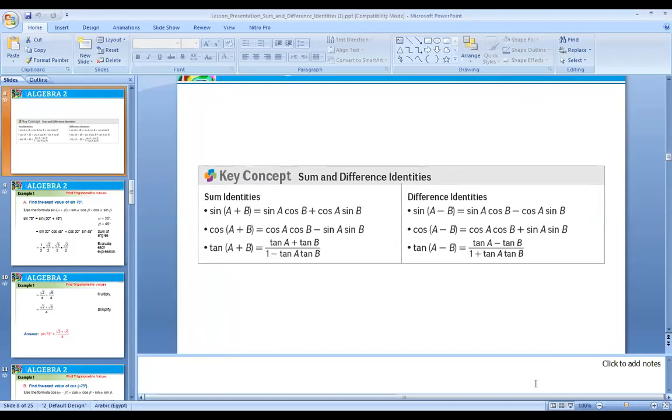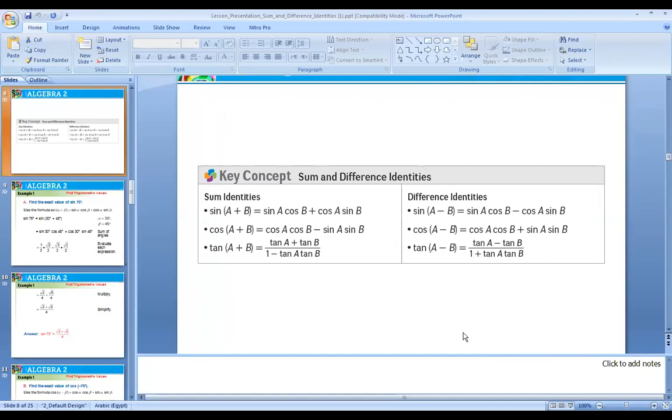The sum identities: sine a plus b equals sine a cosine b plus cosine a sine b. Cosine a plus b equals cosine a cosine b minus sine a sine b. Tan a plus b equals tan a plus tan b over 1 minus tan a tan b.